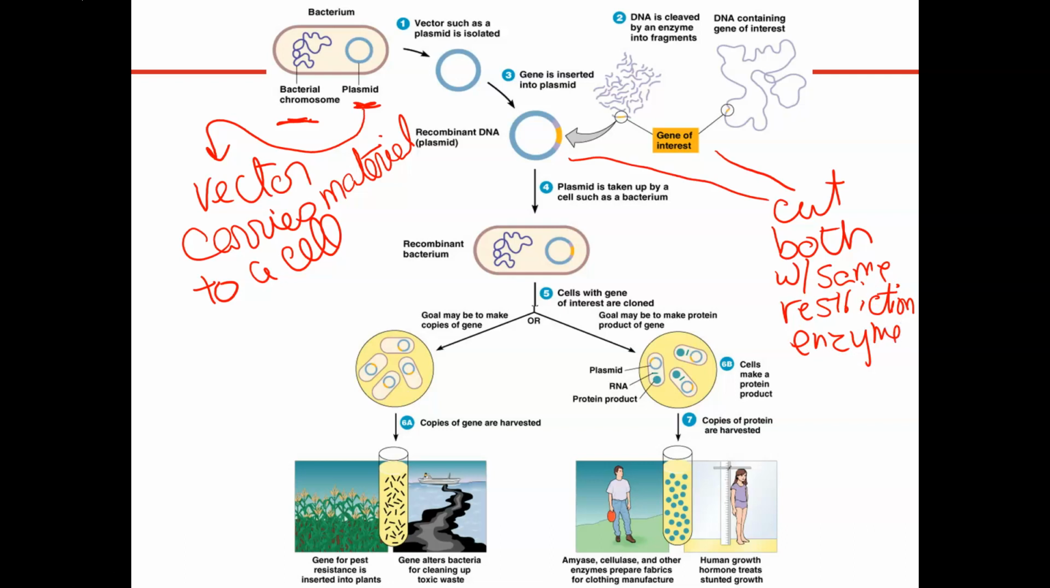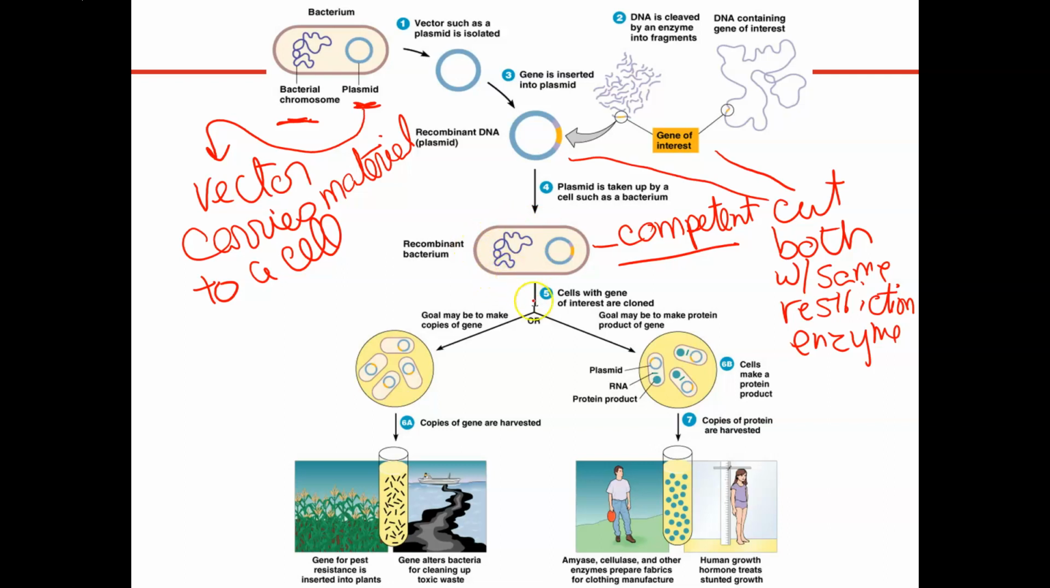We then allow the gene that we care about and the plasmid to anneal together. We then add the plasmids into a solution of bacteria and allow the bacteria, competent bacteria, to take in the vectors, the plasmid with the gene that we care about, right? We then have produced a recombinant cell.